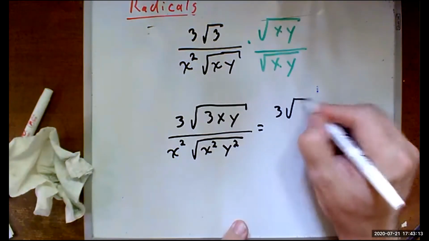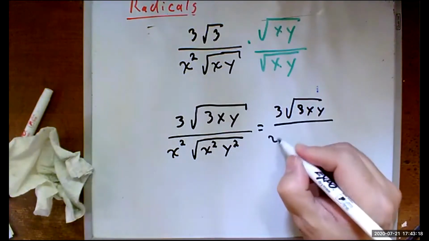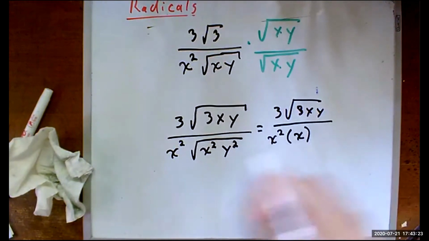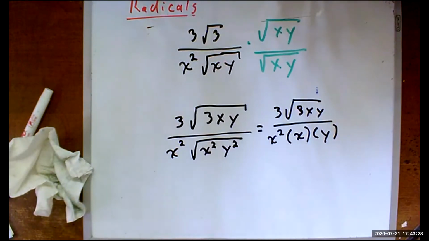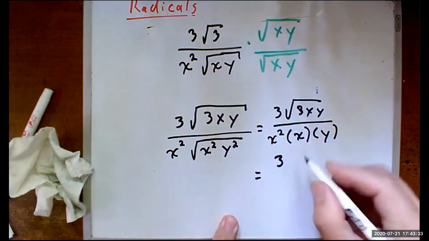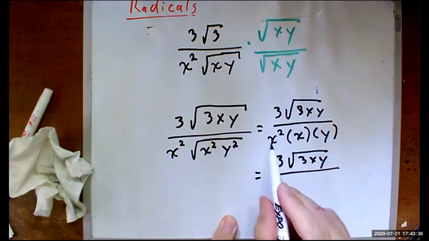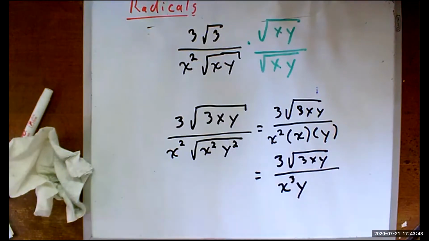The top is just going to continue to come for the ride for a little while, so that's 3xy. The x squared comes along. I can take the square root of x squared, it's x. I can take the square root of y squared, it's y. Again, the numerator, the top comes for the ride, 3xy. X squared times x gets me my x cubed, and then the y comes along. Does that clarify for everybody?